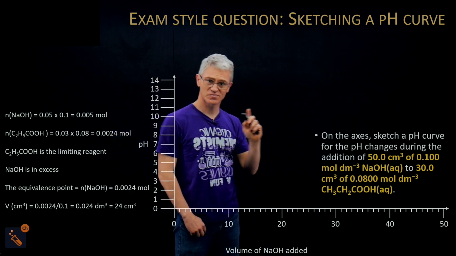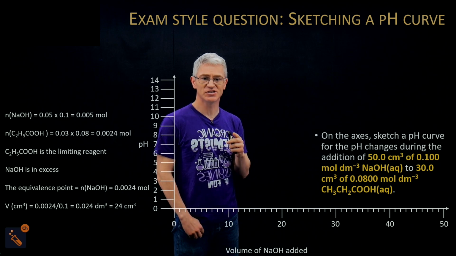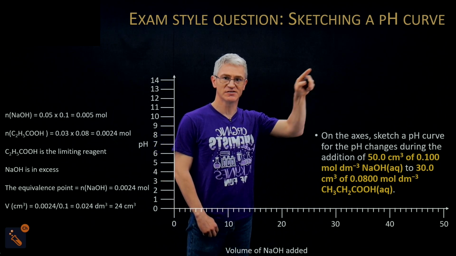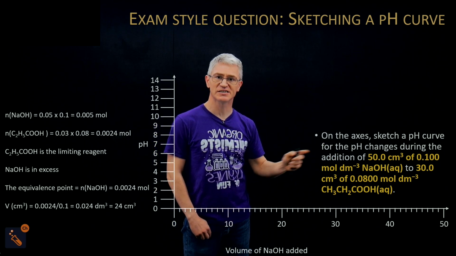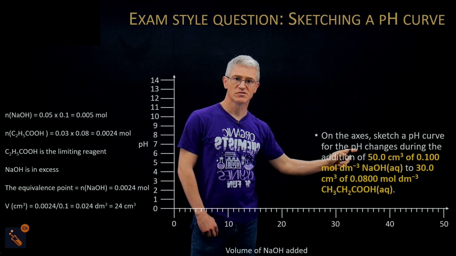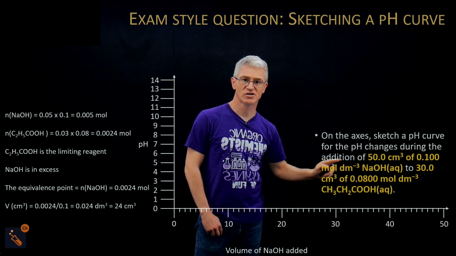So first of all, before we draw it, we need to know the relative shapes of these things, and they're just basically an S like this. Okay, and then we have to look and say, what are we adding what to? So addition of the sodium hydroxide to the acid.